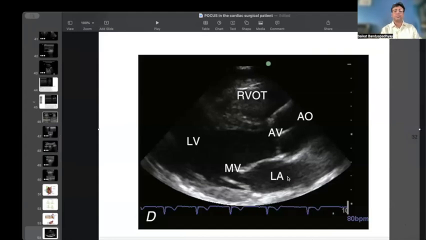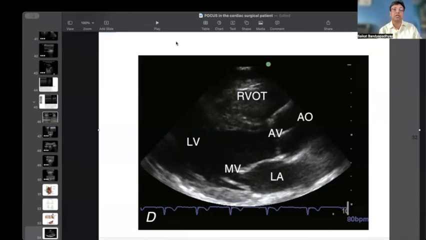I'll come to the view. This is the left atrium, the anterior mitral leaflet, posterior mitral leaflet, the left ventricle, the aortic valve over here, the ascending aorta, and the RVOT, and you'll have the interventricular septum over here. So in real life, it looks like this.